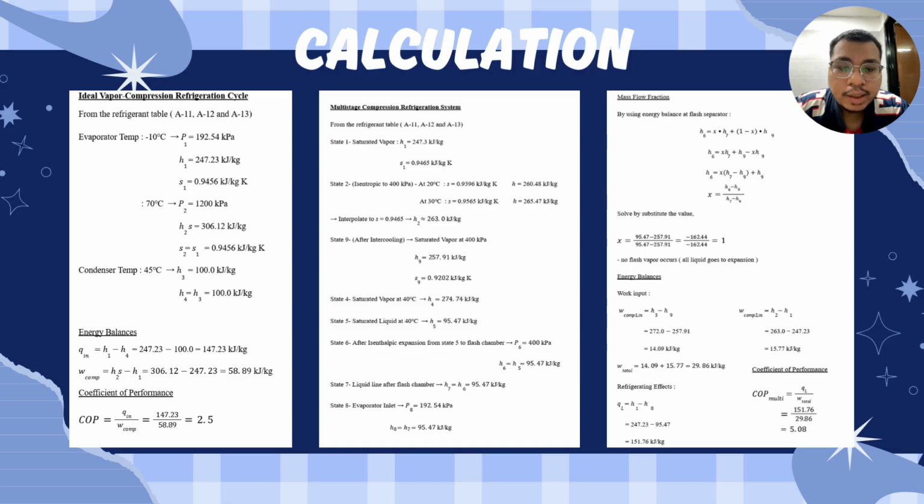After we get all the information of the states, we can calculate the mass flow fraction, x, which is equal to 1. This indicates that no flash vapor occurs, so all liquid goes to expansion. So we can calculate the energy balance. For the work input, or work compressor, in this multi-stage we have 2 work compressors, so we need to calculate both of them. Work compressor 1 and work compressor 2, and we total it up to get the work total. After that, we calculate the QL, which is Q in, and we can get COP of 5.08, which is suitable for our question in this project.